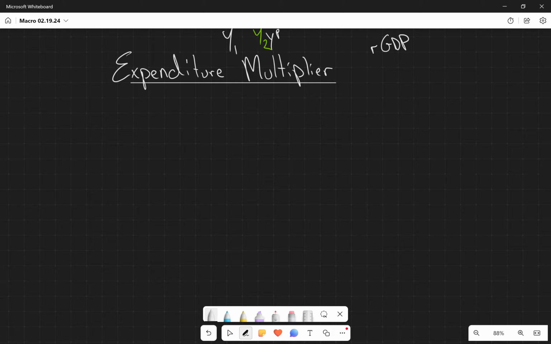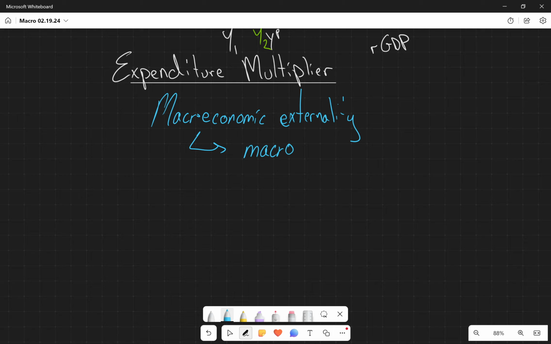Now we're talking about what's called a macroeconomic externality. A macro externality is something where the impact on the macro level is greater than the micro level action.